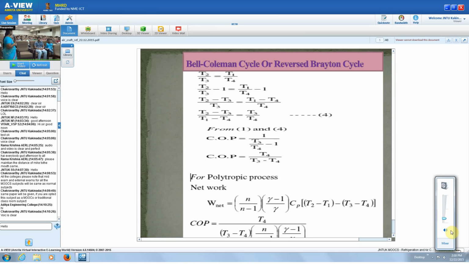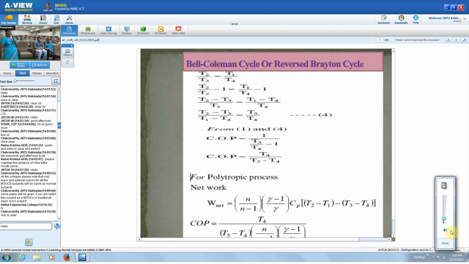There is no pressure drop during condensation or during heat abstraction also. So the isentropic expansion and isentropic compression are not possible in this cycle also. So always it will be a polytropic process only. So we can write the network required in terms of the polytropic index N. So that is N by (N minus 1) into (gamma minus 1) by gamma into Cp into the difference between (T2 minus T1) and (T3 minus T4).